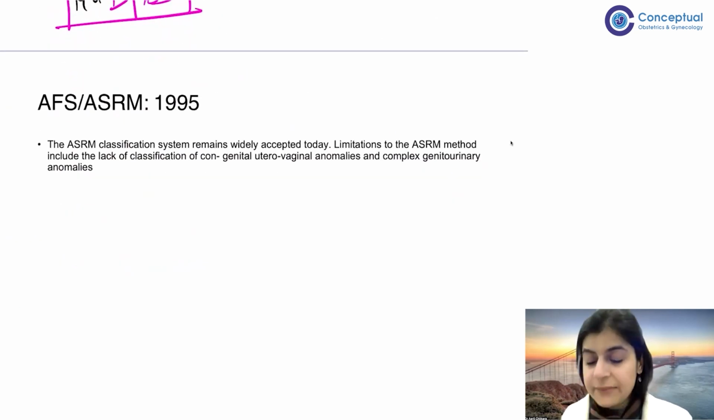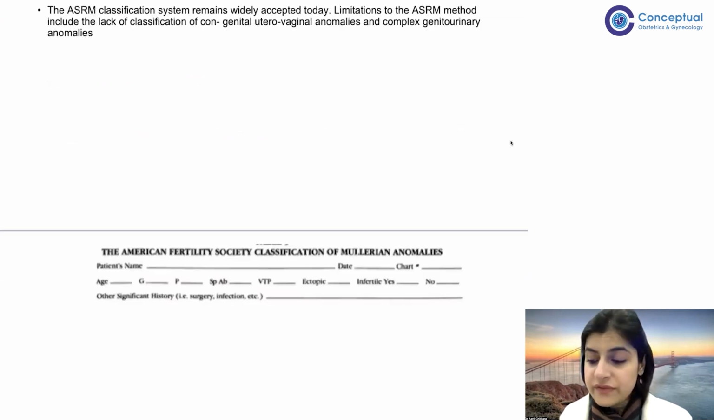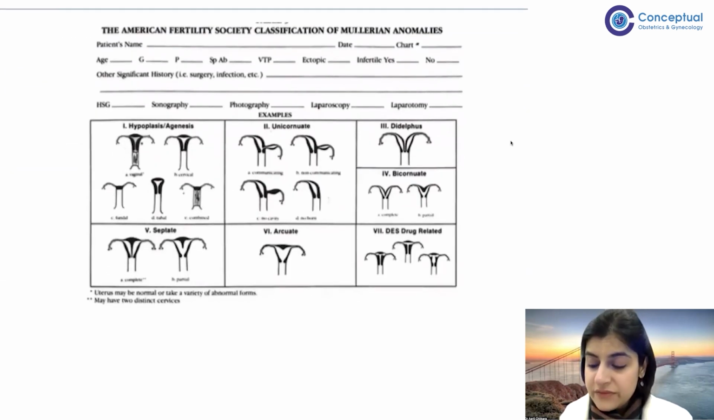Third came the AFS and the ASRM classification system in 1995. The ASRM system remains the most widely accepted. The limitation is that it lacks the classification of congenital uterovaginal anomalies and complex genitourinary anomalies. So this is the limitation of the ASRM classification system.